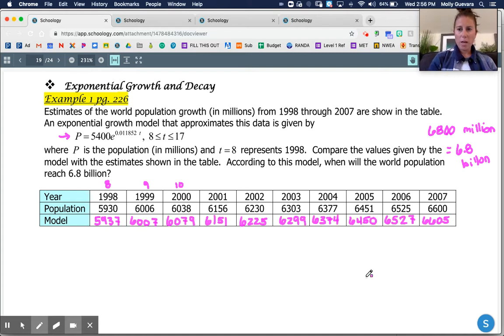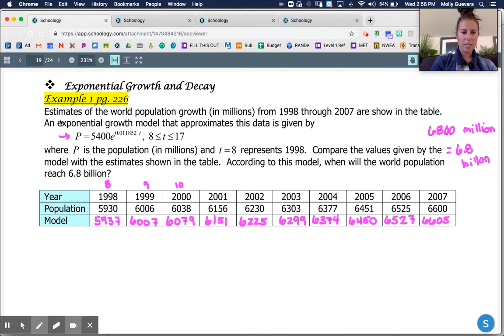Okay, so here we are. I filled in the numbers. Boom, right? All done. Now I have to do the second part. According to this, it looks like the population and the equation are very, very close to each other. It says, according to this model, when will the world population reach 6.8 billion?